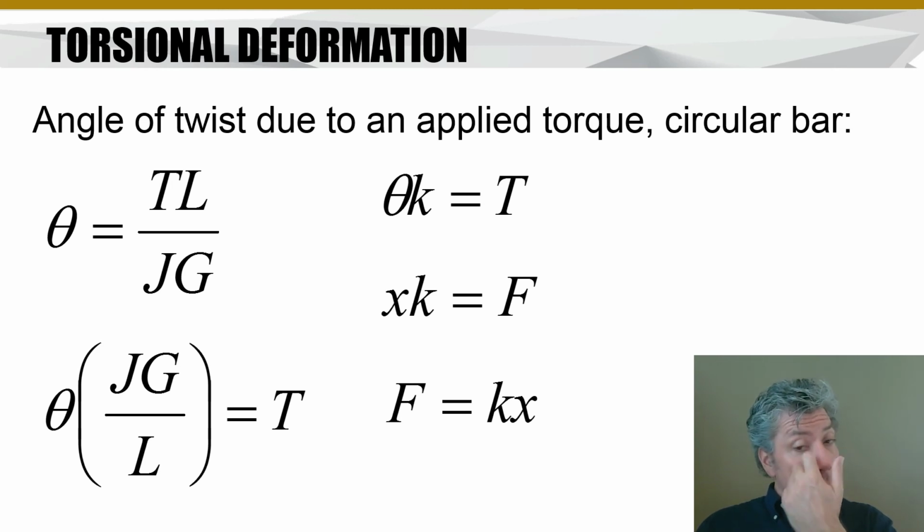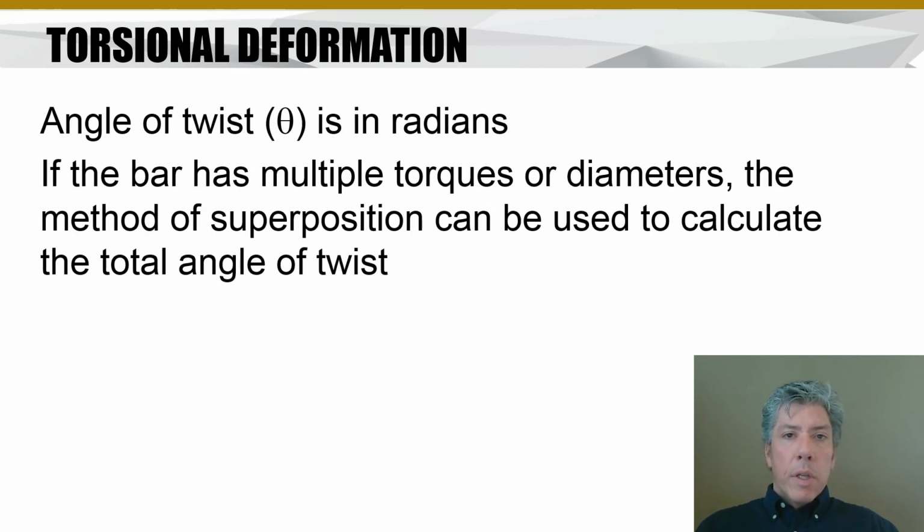Now K, in the case of F equals Kx, is a stiffness, right? And it has to do with the material that the spring's made of as well as the geometry of the spring. And in the same way, for these torsional springs, J, G, and L are all geometry or material stiffnesses, essentially. Now, one thing that's important, the angle of twist theta has to be in radians, but so does gamma. Both of those have to be radians for this to make any sense, and especially for the last equation because it involves theta directly.